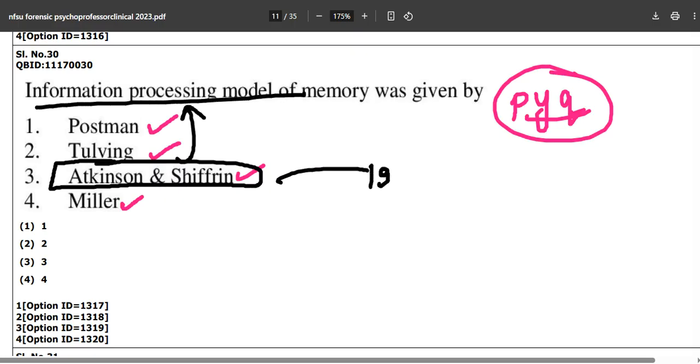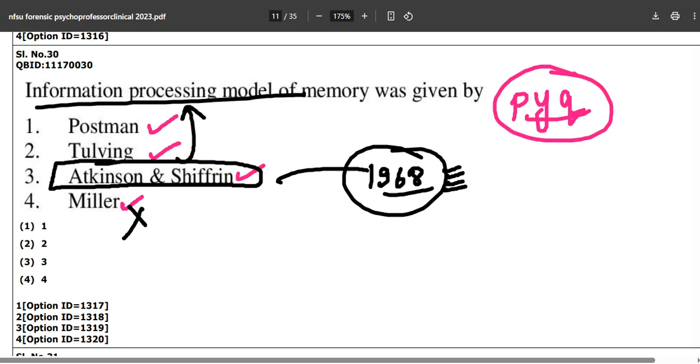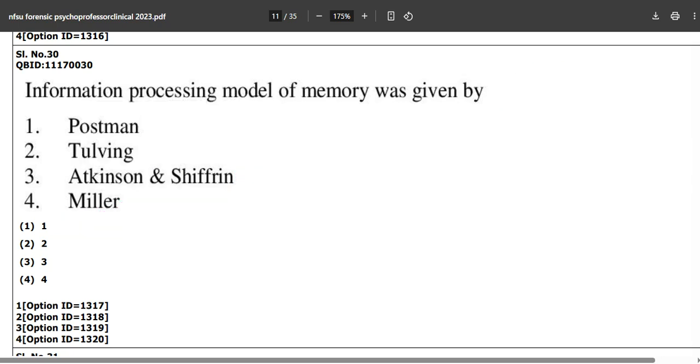Why? Because it came in 1968, and we have discussed this 1968 year in our previous video. Obviously not George Miller. He is talking about the magical number and all those things. The following one is describing declarative memory and all that, and Postman, I don't know.